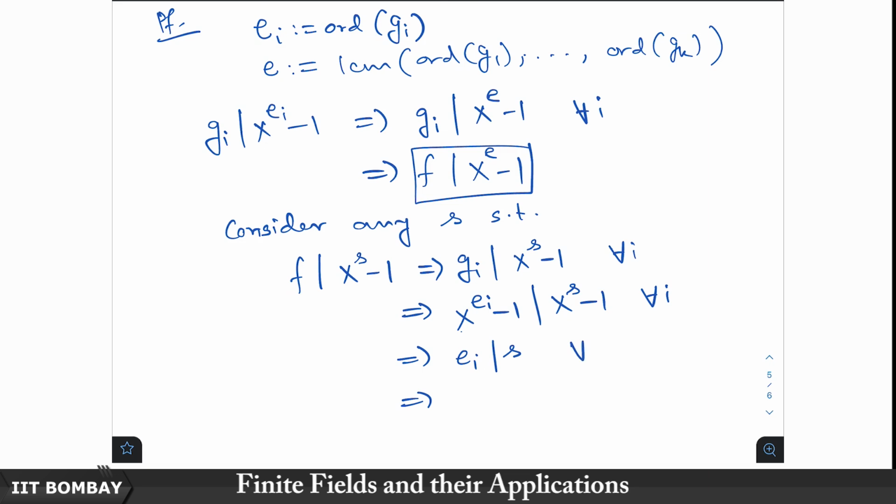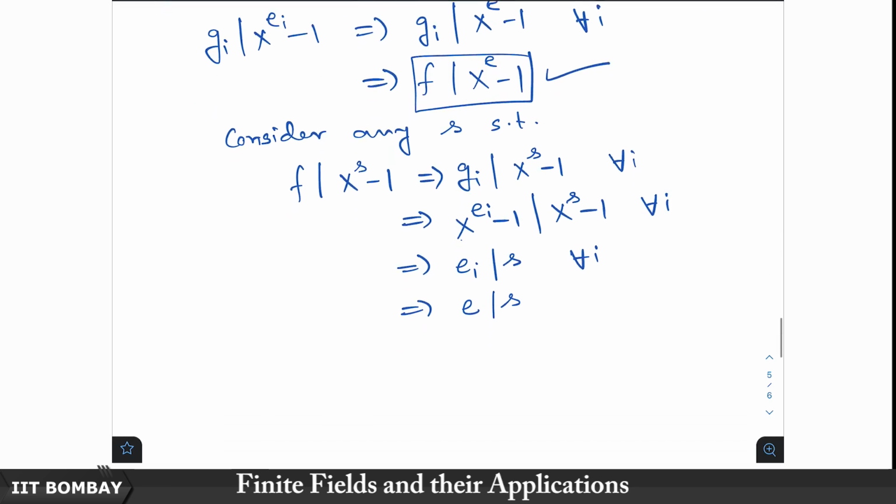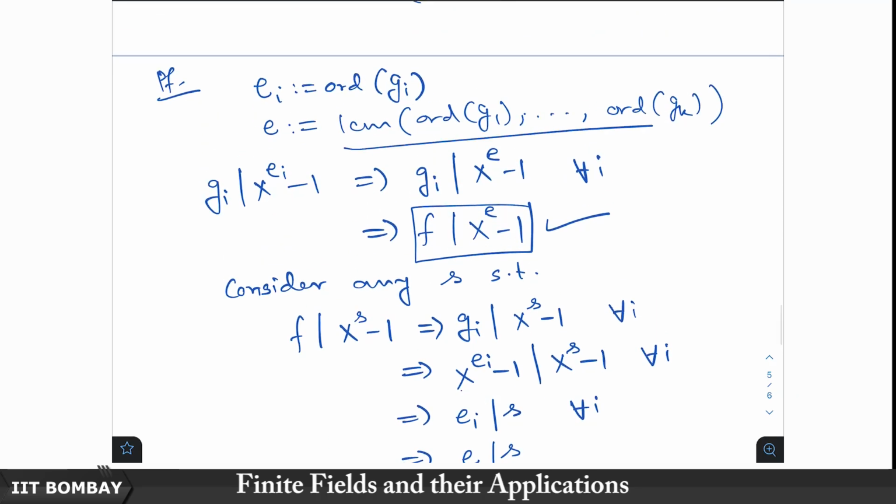So now this holds for all i, which implies that their LCM, which is E, must divide s. So E is the smallest number for which this happens, and hence the order of f is E, which is the LCM of the orders.